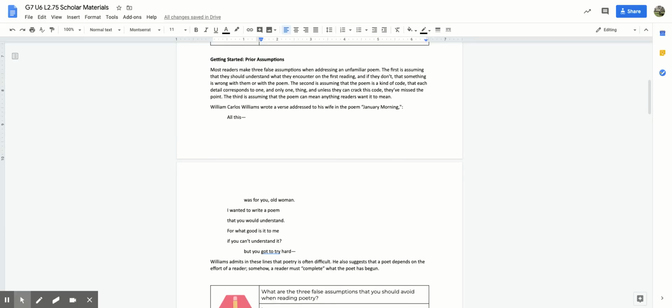Getting started, prior assumptions. Most readers make 3 false assumptions when addressing an unfamiliar poem. The first is assuming that they should understand what they encounter on the first reading, and if they don't, that something is wrong with them or with the poem. The second is assuming that the poem is a kind of code, that each detail corresponds to one and only one thing, and unless they crack this code, they've missed the point. And the third is assuming that the poem can mean anything readers want it to mean.